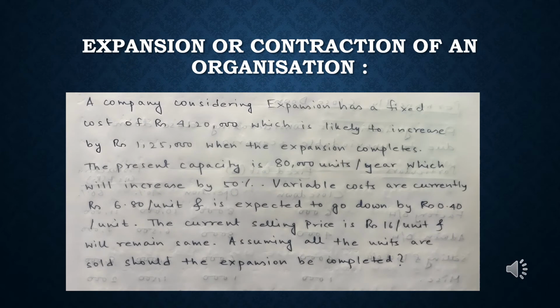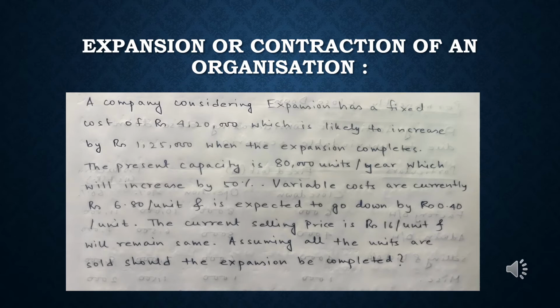Let's take into consideration another important decision the organization needs to take: the expansion or contraction of the organization. In this sum, an organization is considering expansion, which, if it occurs, will raise the fixed cost from 4,20,000 by an additional 1,25,000 when the expansion completes. The present capacity is 80,000 per year, which will increase by 50%.